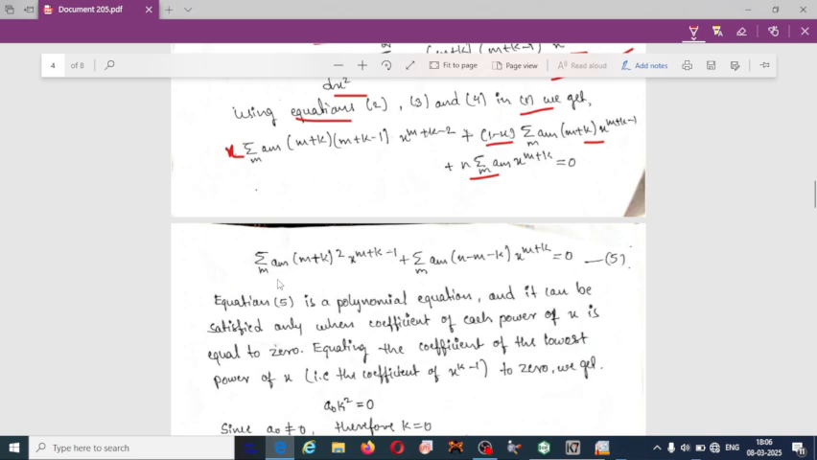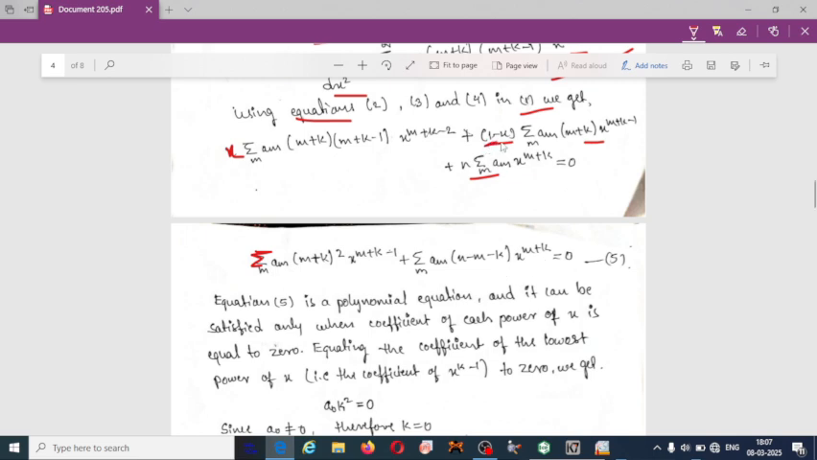After substituting, let us make the coefficient of x to the power m plus k minus 1 on one side. So after simplification we will get summation a_m (m plus k) squared x to the power m plus k minus 1, plus summation a_m. What we have to do here, we have to consider a_m into (n minus m minus k). Then we can write x to the power m plus k.